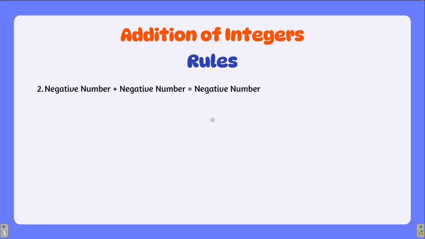Now, next rule, that is rule number 2. Rule number 2 states that a negative number plus a negative number gives us a negative number. So let's see. Suppose we have two negative numbers, same numbers 3 and 5, but they are negative. So we have -3 and -5, and we want to add them together. So what will we do? We will add them together, -3 plus -5. Let's learn how to add them.